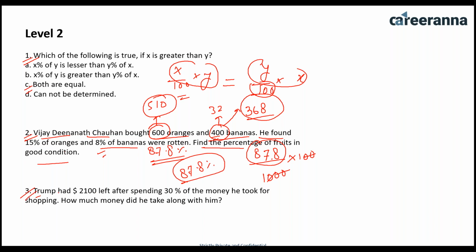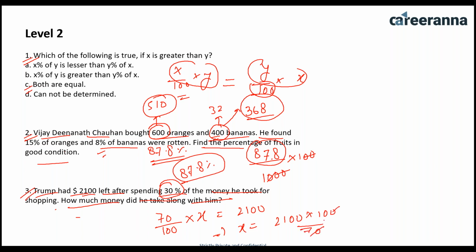Question three. Trump had $2100 left after spending 30% of the money he took for the shopping. How much money did he take along with him? Yes, the answer for this question is 3000. I don't know why you are getting 7000. As per the question, he has spent 30% of the amount, right? So he now has 70% of a number equal to 2100. Now x is 2100 multiplied by 100 divided by 70. Guys, you have to be very quick. I should not be doing this, but I am doing this for you.